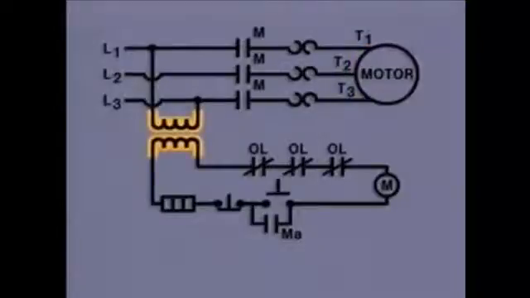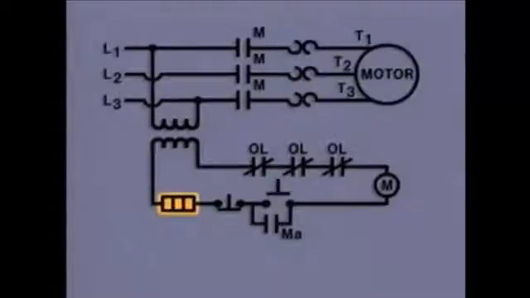A step-down transformer is also connected to the power circuit. The transformer lowers or steps down the voltage used in the power circuit to a lower value that is used to operate the control circuit. The transformer is connected to a fuse. The fuse protects the motor controller from short circuits.